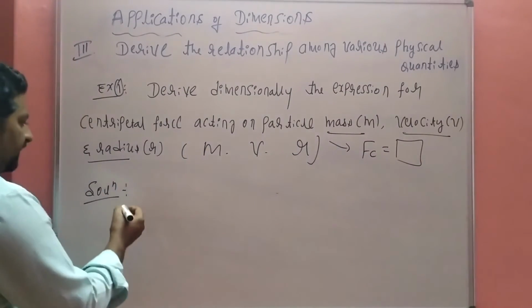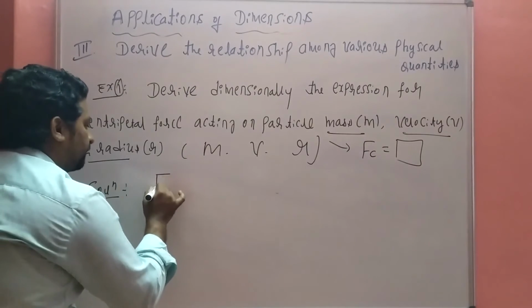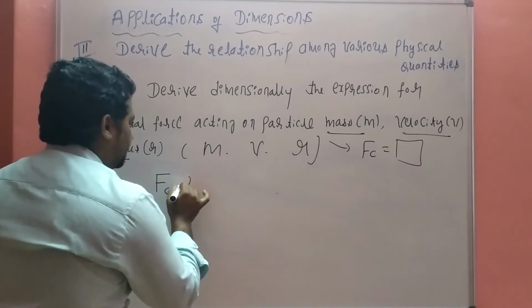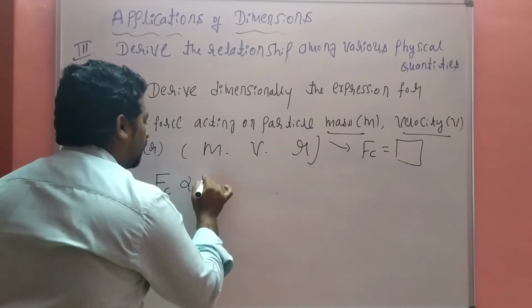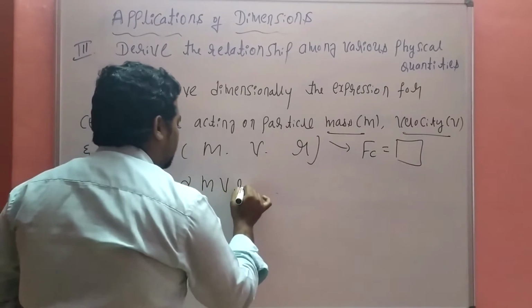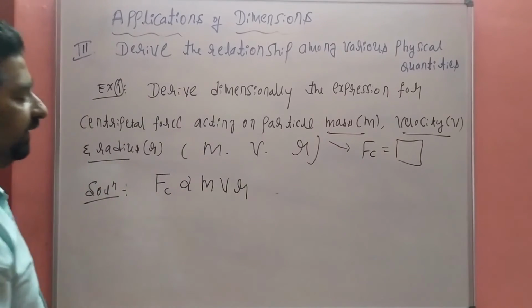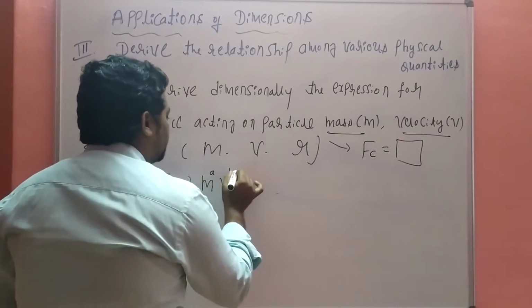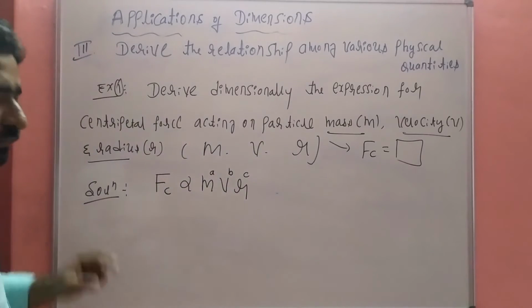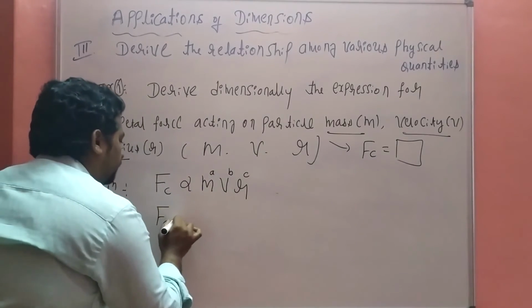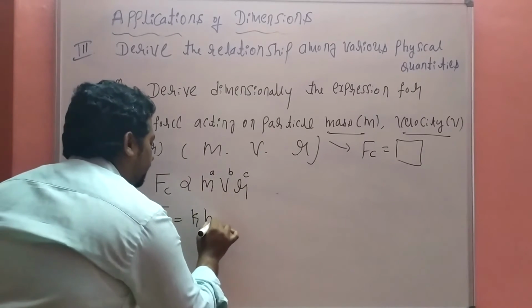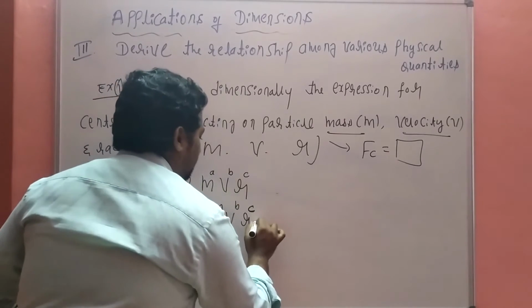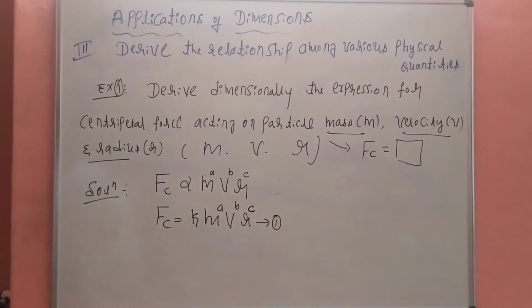That is the first step, step number one. The centripetal force is directly proportional to the mass, velocity, radius. I don't know the powers, so this power is a, this power is b, this power is c. So removing the proportionality, the centripetal force F equals k m to the power of a, v to the power of b, r to the power of c. This is called equation number one.